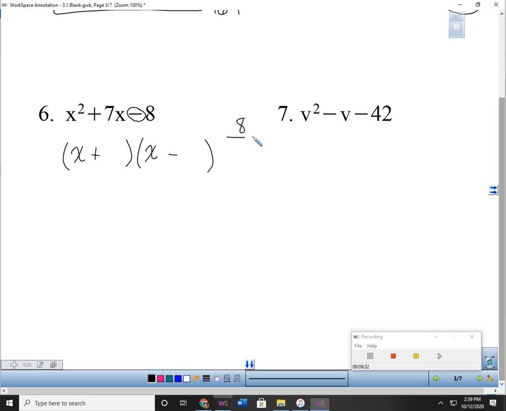So what multiplies to make 8? 4 and 2, 8 and 1. And I want the combination that will subtract to make 7. That would be 8 and 1. So I look up here and I go, okay, my signs are different. I want the middle to be a positive number, so my bigger number goes with the plus. So 8 will be here, and 1 will be here.